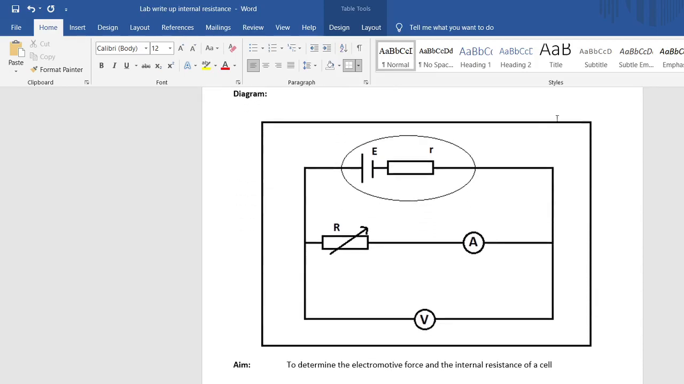resistance. We're looking at this circuit here. We have our voltmeter in series and our ammeter in parallel. That's what's wrong. We actually have our ammeter in series and our voltmeter in parallel. So let's construct the circuit.